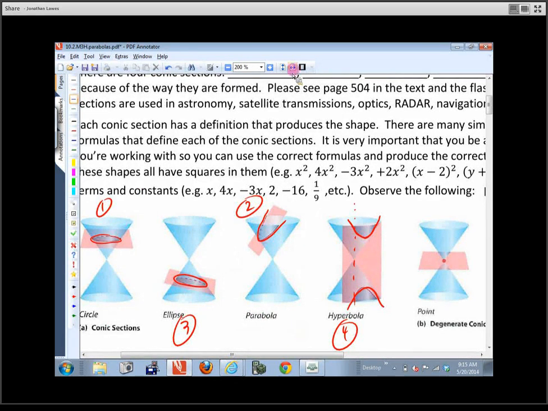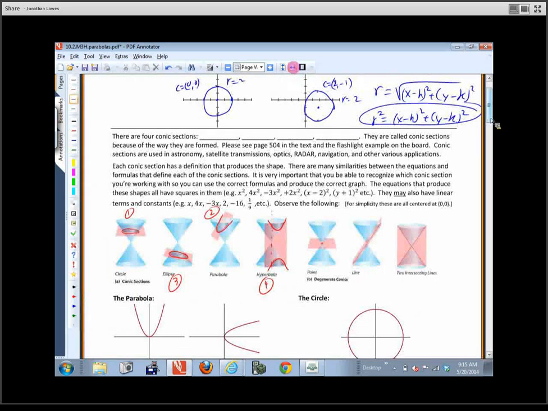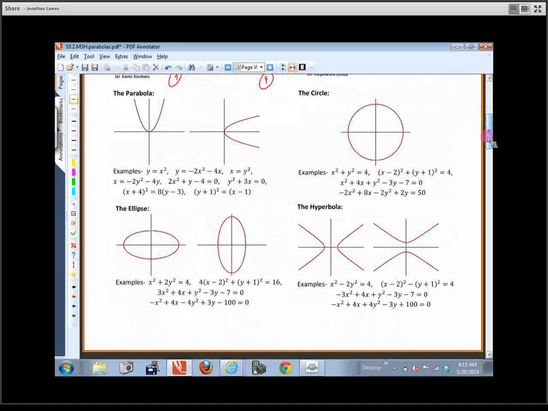Okay, one of the most useful things that you can know is how to identify them. Just by looking at the equations, the graphs are pretty darn easy. I've got examples of the graphs right here. But if you can look at the equation of a conic section, and they've got a particular format and some characteristics that we can look for, you can tell the difference just by looking, and then you know exactly what you need to do.